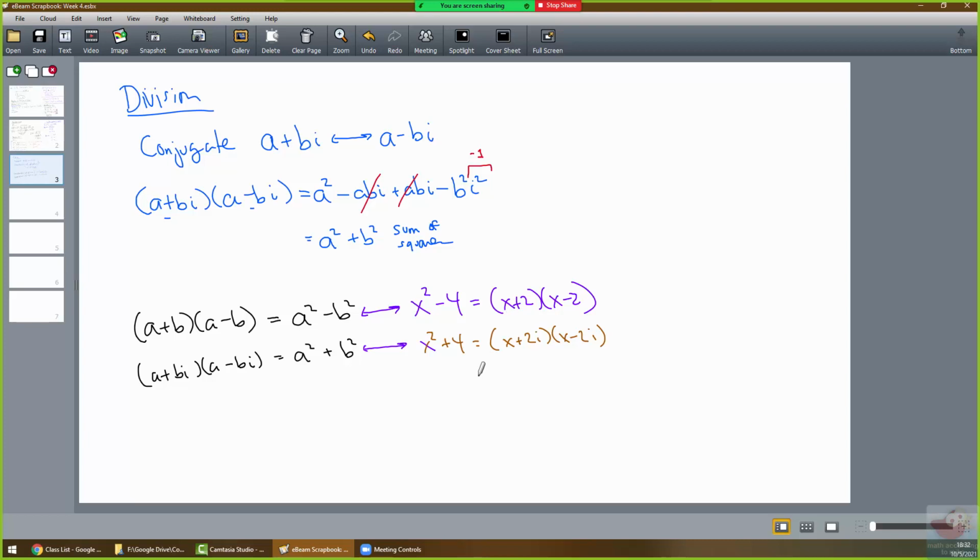So a sum of squares needs imaginary numbers. That little shortcut could help you later on in chapter 4.